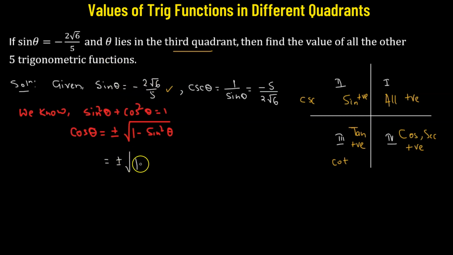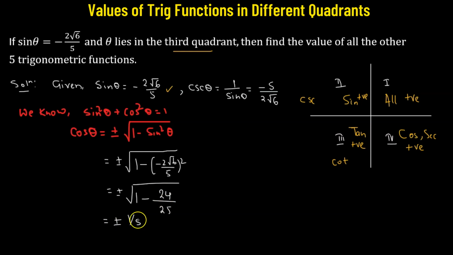So we have plus or minus the square root of 1 minus negative 2 times square root of 6 over 5, whole squared. This is going to give us plus or minus the square root of 1 minus, and 2 times square root of 6 whole squared is 4 times 6, so that's 24 divided by 25. When we solve this, 1 minus 24 over 25 is 1 over 25. So this gives us a value of plus or minus 1 over 5.